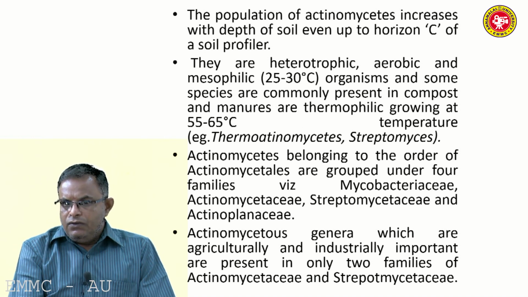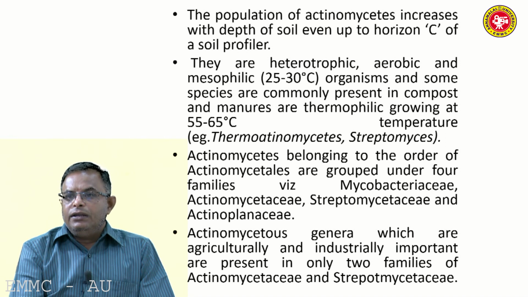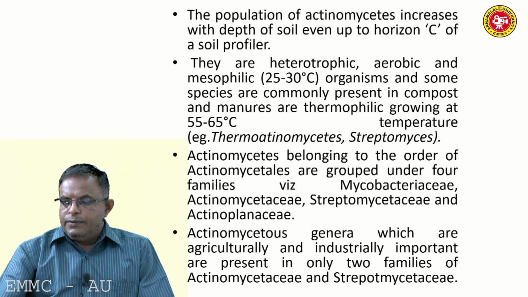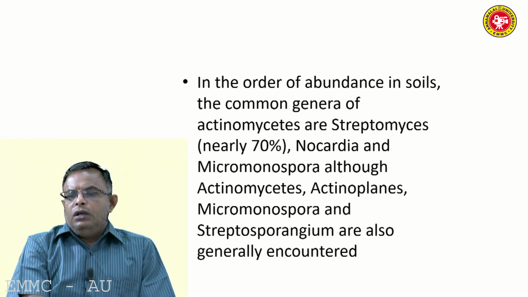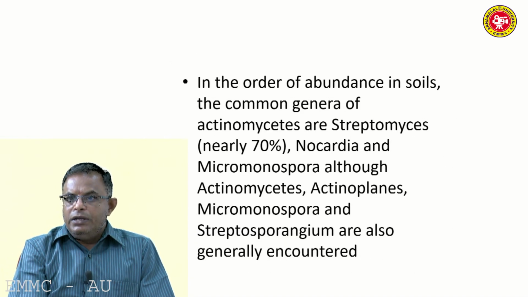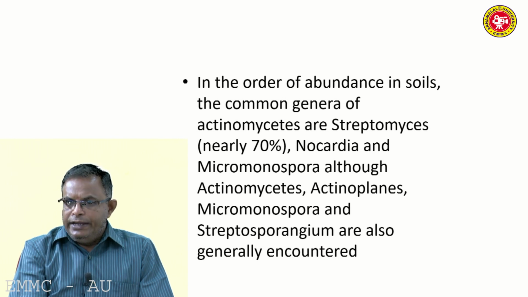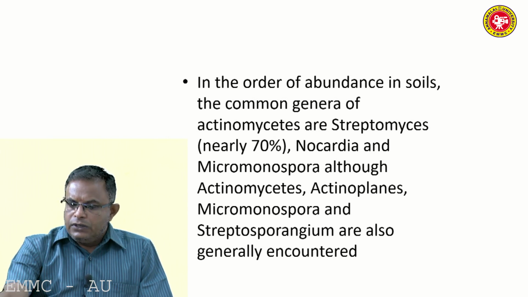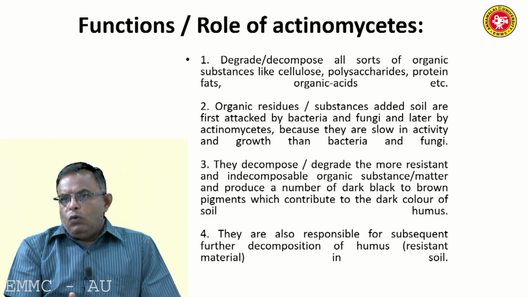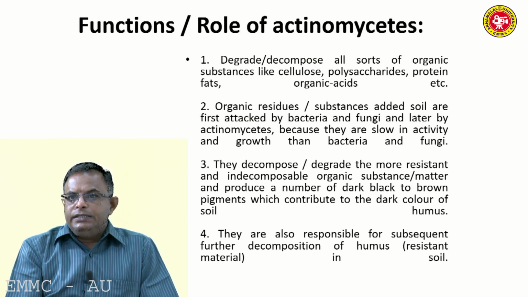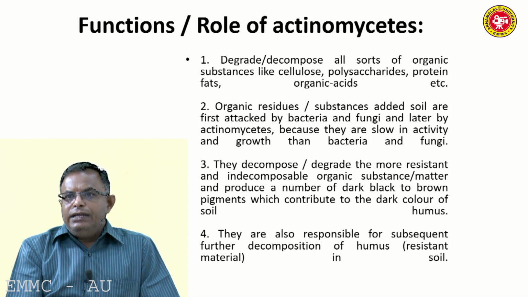Actinomycetes genera, which are agriculturally and industrially important, are present in only two families of actinomycetes, including Streptomycetaceae. In order of abundance in soil, the common genera of actinomycetes are Streptomyces, Nocardia, Micromonospora, Actinoplanes, and Streptosporangium, which are also generally encountered in soil. So, what is the role and how does it play a major role in soil?